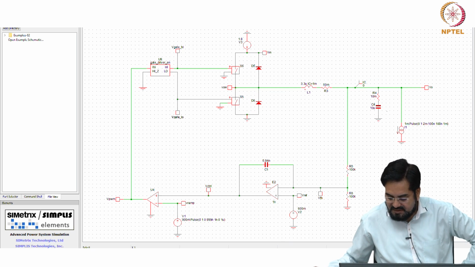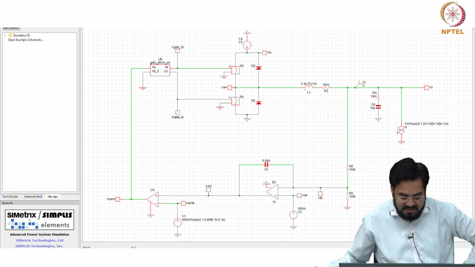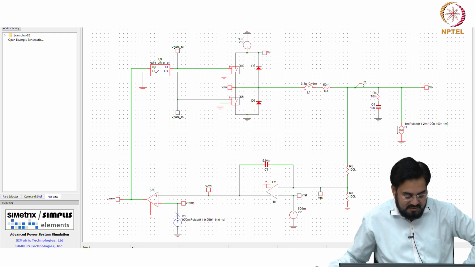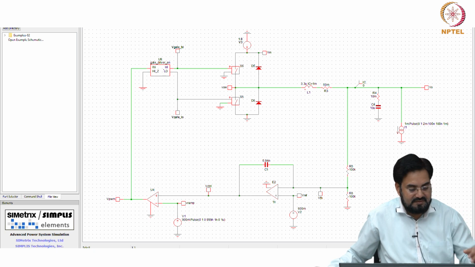Rest of the values are the same. 50 milliohm this and 50 milliohm is DCR, 5.94, and this is nothing but a sawtooth with 1 volt magnitude, and this is simply a comparator, and this is your gate driver with non overlap time. Okay.